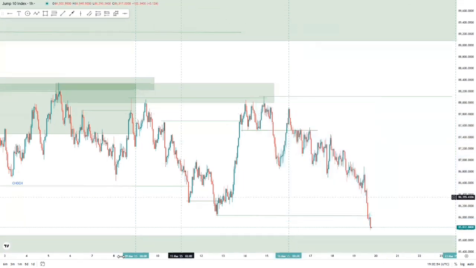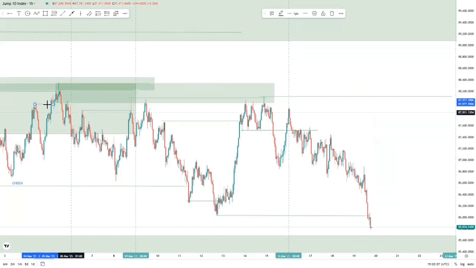So here we had a change of character. Let's mark the market structure on the 1 hour time frame. You see these chains, guys, they have everything. You had a change of character here. After having a change of character here, we had this as primary inducement. And as primary inducement, we took it and we go lower.